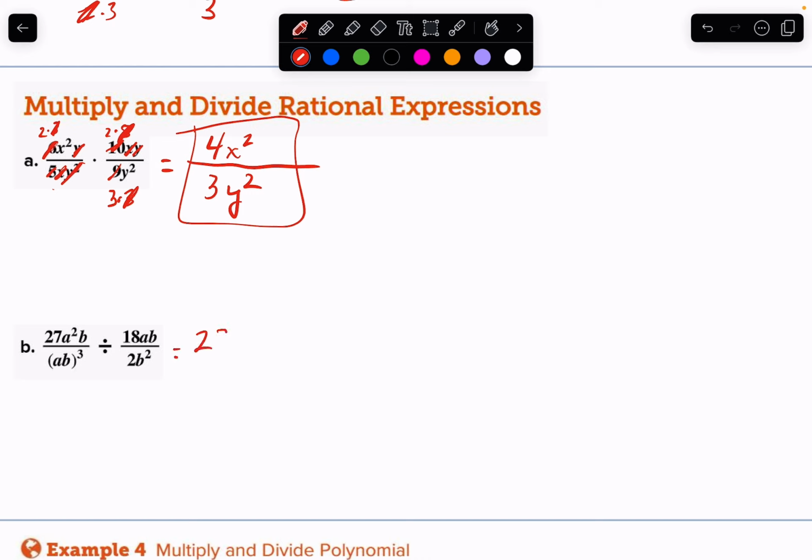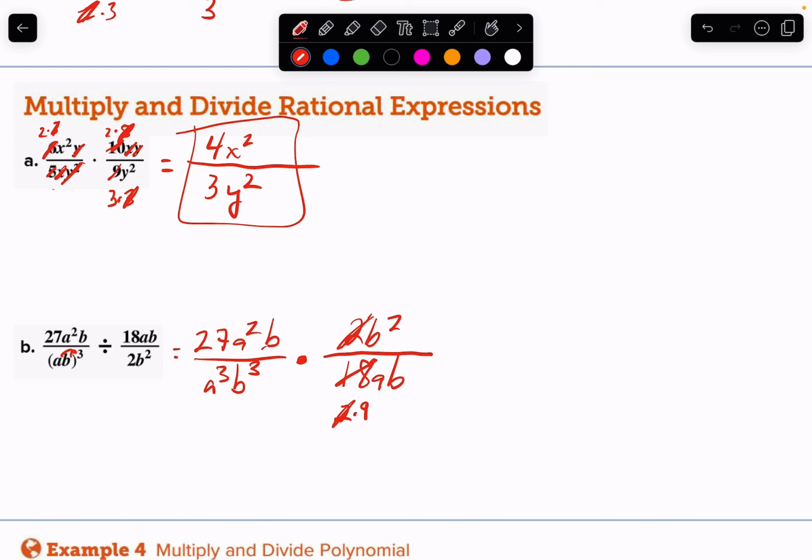Okay, stay the 27a squared b over a to the third, b to the third. I distributed those. Change the sign, flip it over, 2b squared, 18ab. 18, I'm going to do as 2 times 9. Now my 2's are gone.